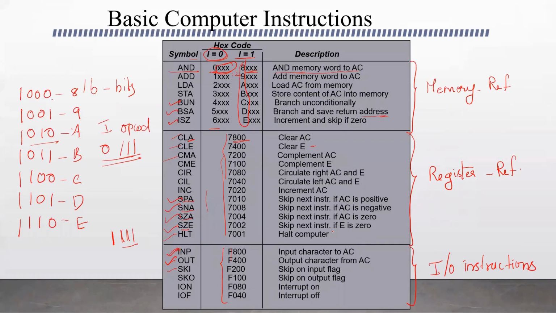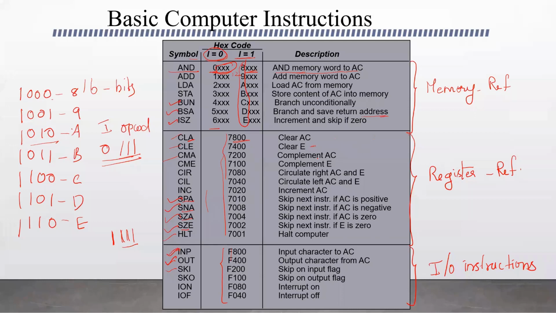And this table shows the minimum operations available in a basic computer. Okay, we have a group of memory reference instructions, a group of register reference instructions, and a group of IO instructions. The symbol uses a 3-letter word, okay, that is the abbreviation used by computer users to represent an operation. The operations are represented using these 3-letter words.